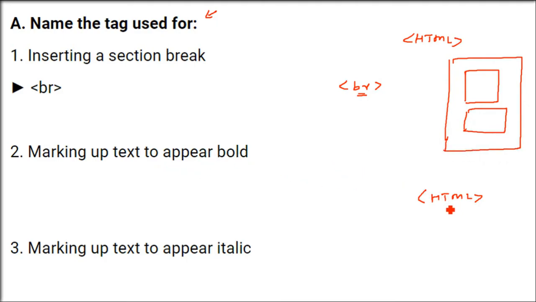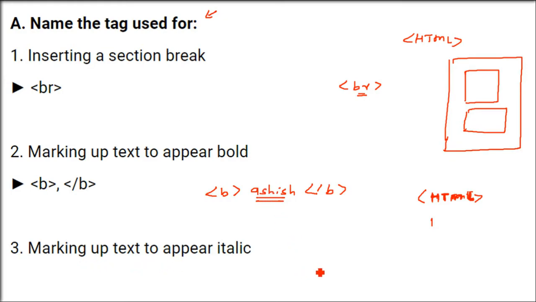Marking up text to appear bold. Now if you want to make it bold, just make it more emphasized. So if you want to make certain thing bold or content bold, you will use B. This is a B tag. So if your name is say Ashish, then B and then /B, you have to close this tag also, B. Now this Ashish will be shown in bold.